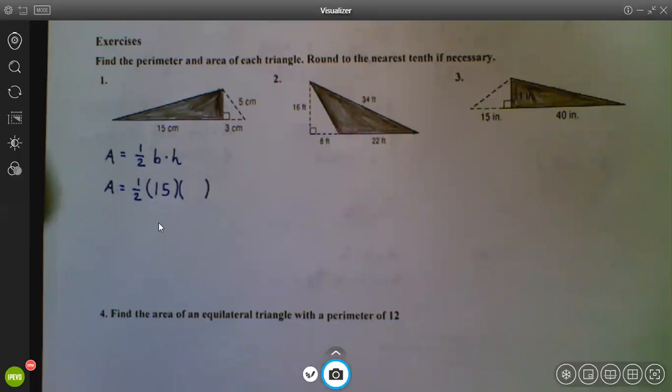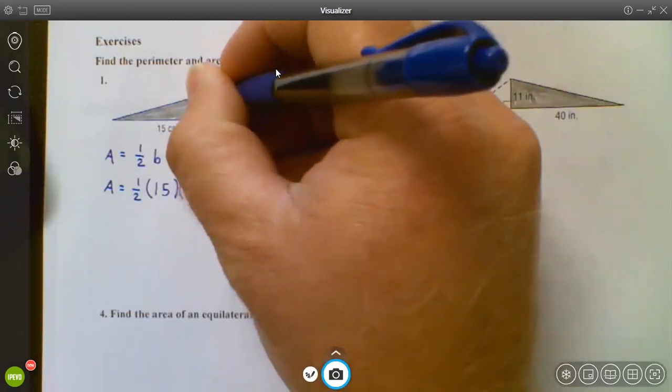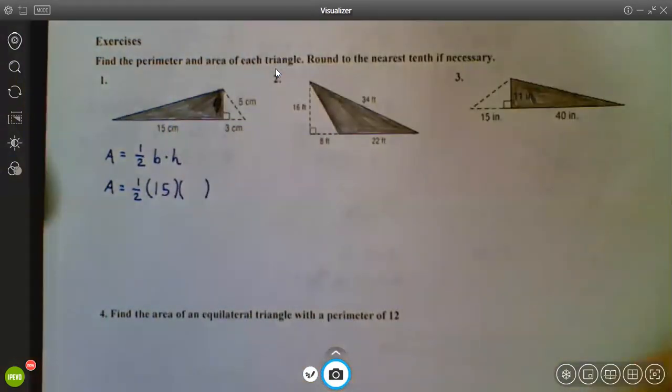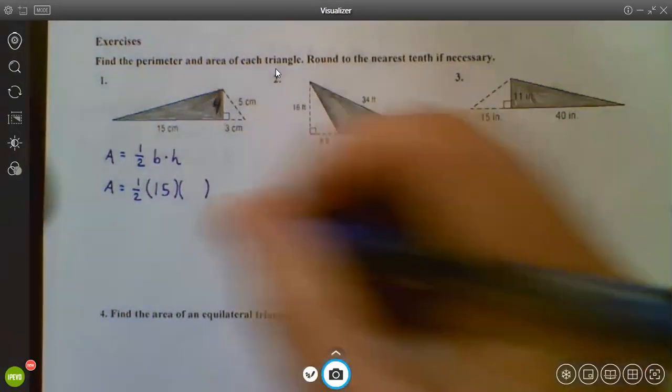Guys, you could certainly use Pythagorean theorem. You could say a squared plus 3 squared equals 5 squared, and you could solve for this, no problem. But you might remember some shortcuts, like we had Pythagorean triples. One of them was a 3, 4, 5 right triangle. So we do know that our height is going to be 4. Whether you use Pythagorean theorem or just your knowledge of a triple, we can get that height.